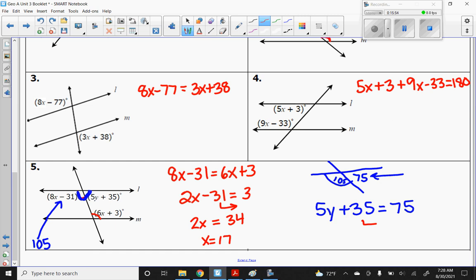So subtract the 35 from both sides. Divide by 5. And now you have both variables. So there's an example of what you'll do in this situation. Sorry for the long video, but I had a lot on this one.